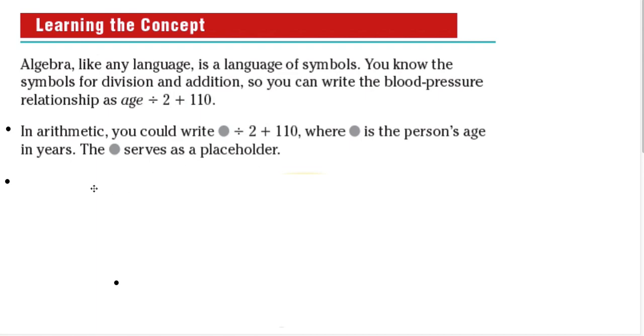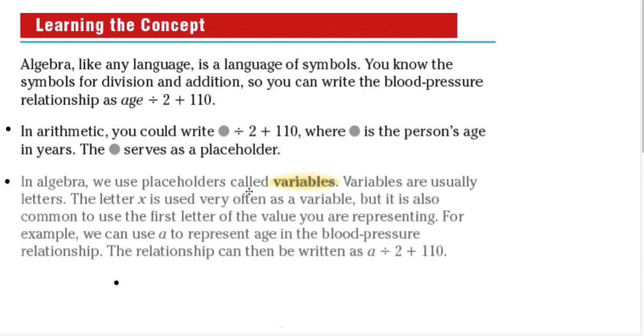But in algebra, we use placeholders called variables. Instead of a circle, instead of a box, we use variables. Variables are usually letters. The letter X is used very often as a variable, but it's also common to use the first letter of the value you are representing. For example, you can use A to represent the age in the blood pressure relationship. So the relationship can then be written as A divided by 2 plus 110.